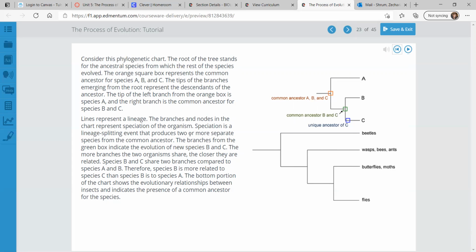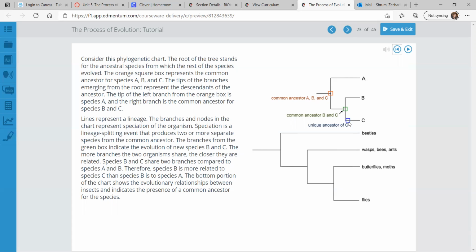So, and this paragraph explains it a little more. The root of the tree stands for the ancestral species from which the rest of the species evolved. This orange square box represents a common ancestor for all A, B, and C species. The tips of the branches emerging from the root represent the descendants of the ancestor.